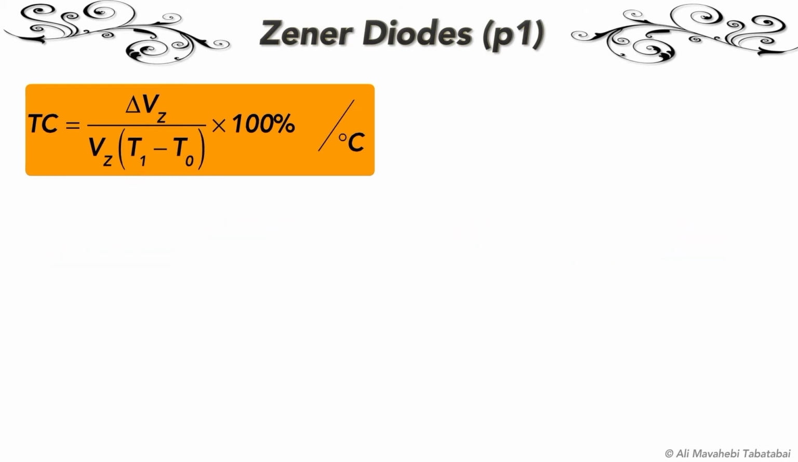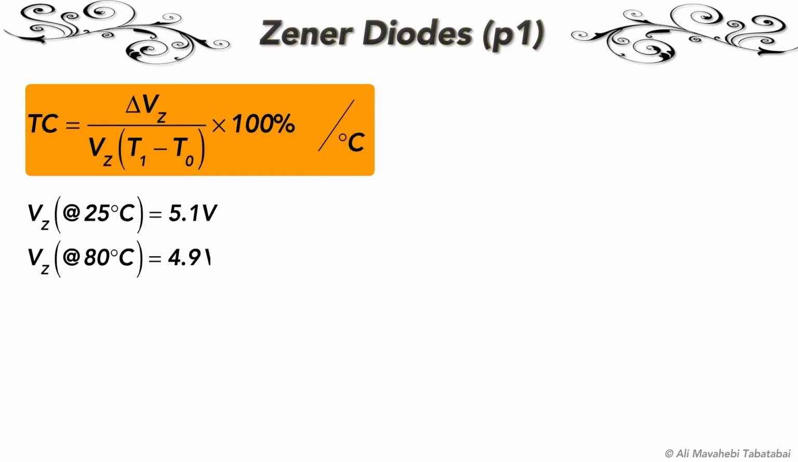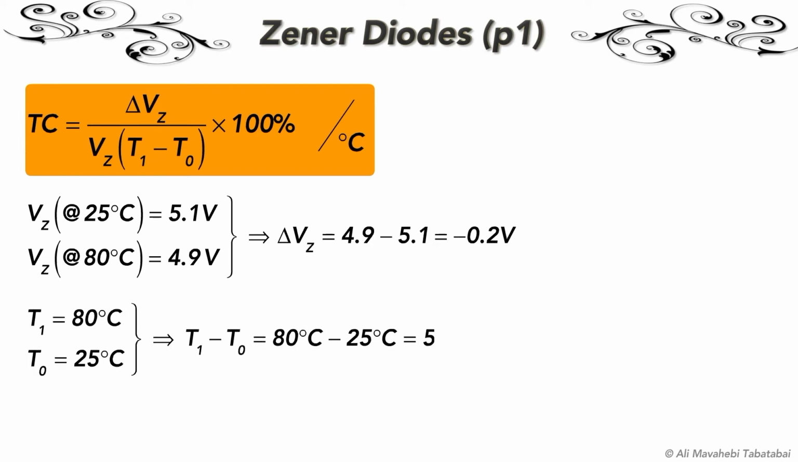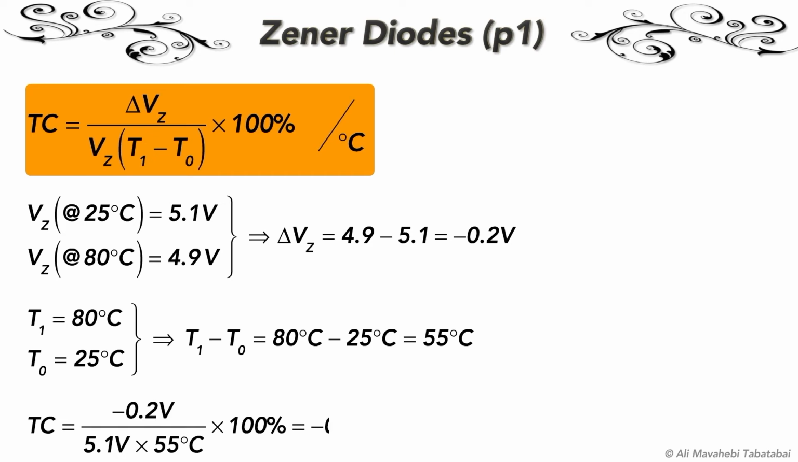As an example, I want to find the temperature coefficient of a 5.1 volts Zener diode if the Zener voltage drops to 4.9 volts at a temperature of 80 degrees centigrade. The nominal Zener voltage is measured at 25 degrees centigrade. By using this information, the change in Zener voltage is minus 0.2 volts and the change of temperature is 55 degrees centigrade. So the temperature coefficient of the Zener diode is calculated as minus 0.071%.